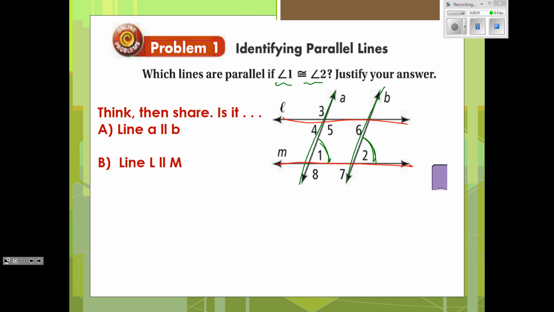Gracie. Yeah, 1 and 2 are both touching M, but neither of them is touching L, right? So they have nothing to do with L. For all we know, L could look like this. Now it doesn't look like that, but it could look like that, right?